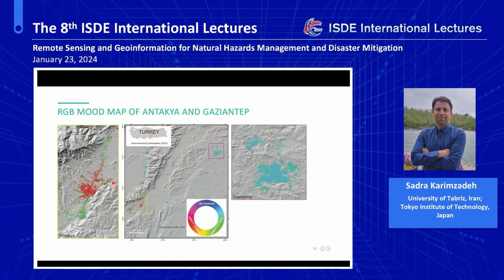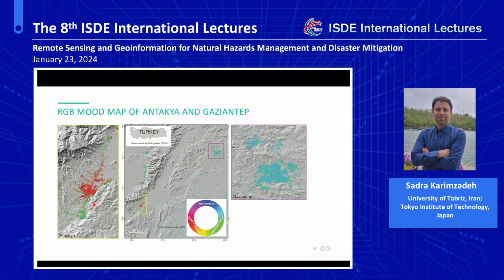As you can see, we have two windows in here. On the left side, Antakya, on the right side, Gaziantep. Of course, based on this circle, red is direct damage, blue is no change, and green is human activity. So you have more damaged areas in Antakya.